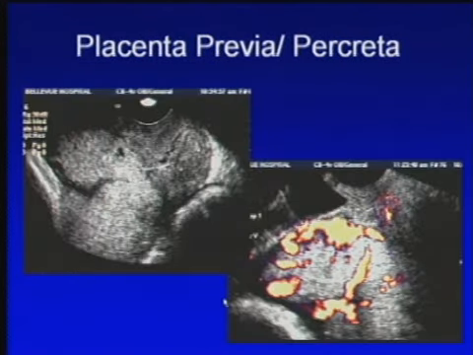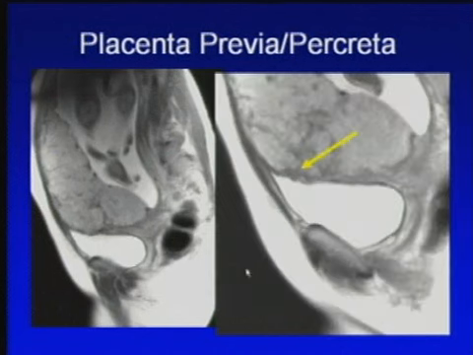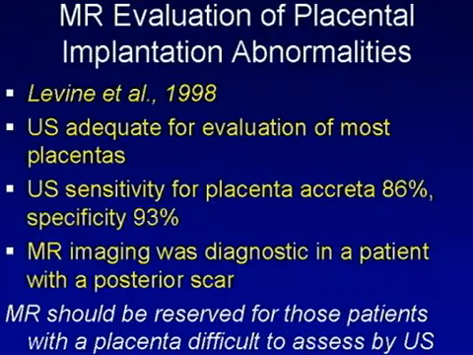Placenta previa may be associated with placental implantation abnormalities such as placenta percreta. Sometimes you can diagnose this on ultrasound. Here we see a previa and we see placental vessels extending to the wall of the urinary bladder. But MR can also be very helpful in this regard. And here we see the placenta, and clearly there's a very irregular contour to the bladder dome, and this was confirmed as a placenta percreta at surgery.